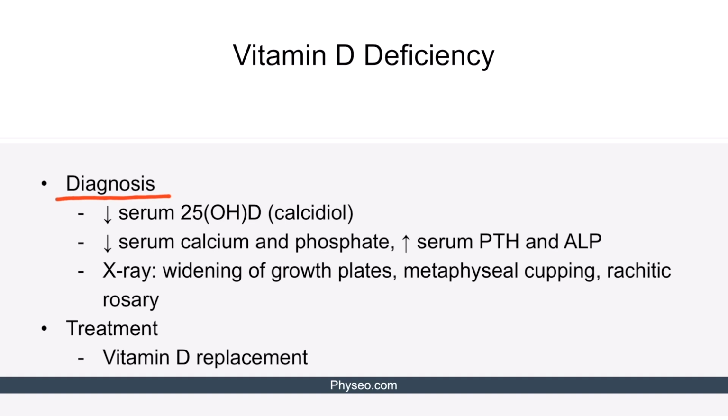Imaging, specifically X-ray, may show some characteristics of vitamin D deficiency. For example, widening of growth plates, metaphyseal cupping, and rachitic rosary. As in most vitamin deficiencies, the treatment is vitamin D replacement.